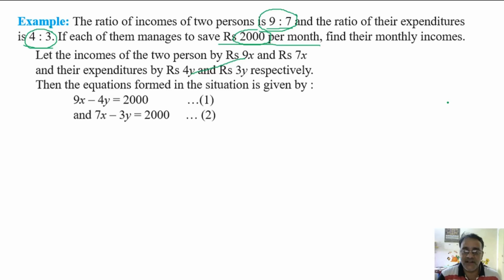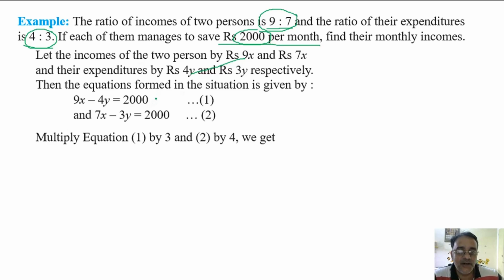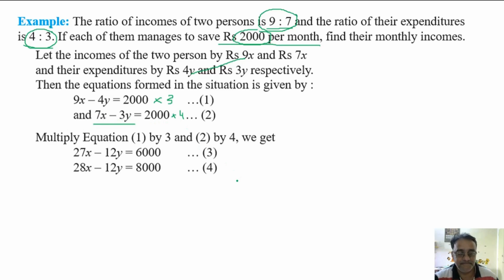Now any coefficients are same? कोएफिशिएंट सेम है? No, sir. नहीं है, तो हम लोग को सेम करना है. तो क्या करेंगे? इसको 3 से इंटू करेंगे, y को सेम कर रहे हैं, और इसको 4 से इंटू करेंगे. ओके, इंटू करने के बाद क्या मिलेगा? 27x minus 12y is equals to 6000 and this will be 28x minus 12y is equals to 8000.